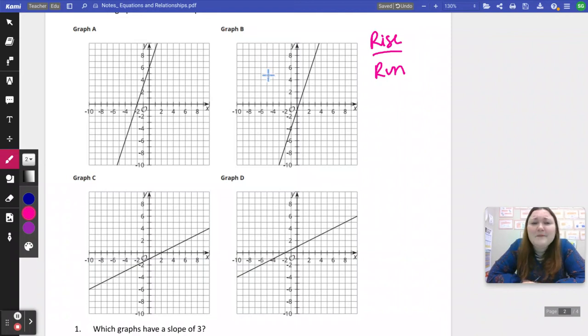Just like we did earlier, pause the video. Getting practice for yourself is the best way to help this stick in your brain. So pause the video and see, looking at these 4 graphs, if you can figure out which graphs have a slope of 3. Go ahead, do that now.